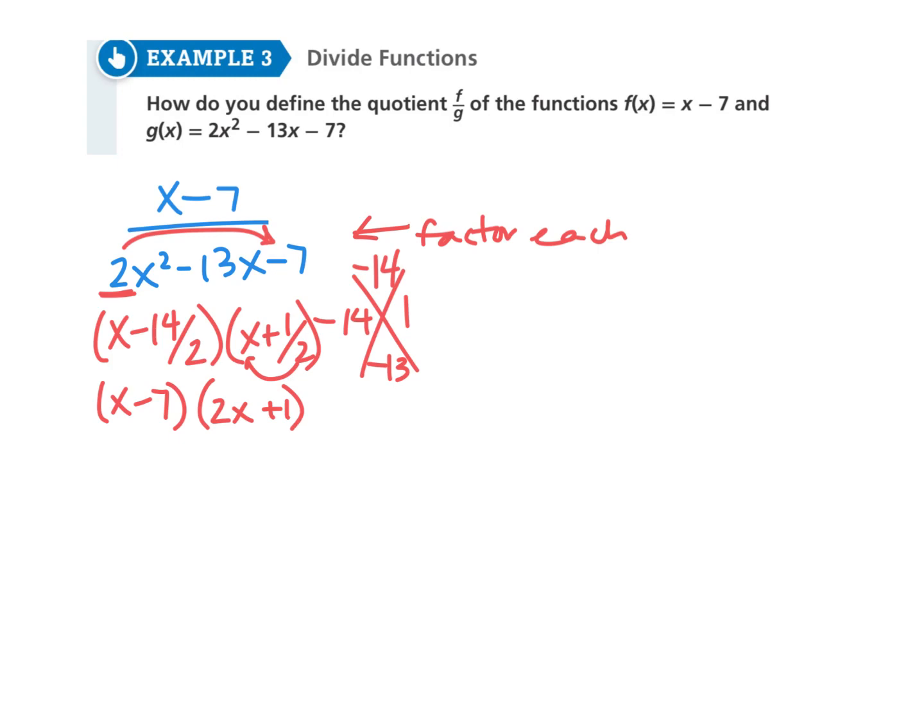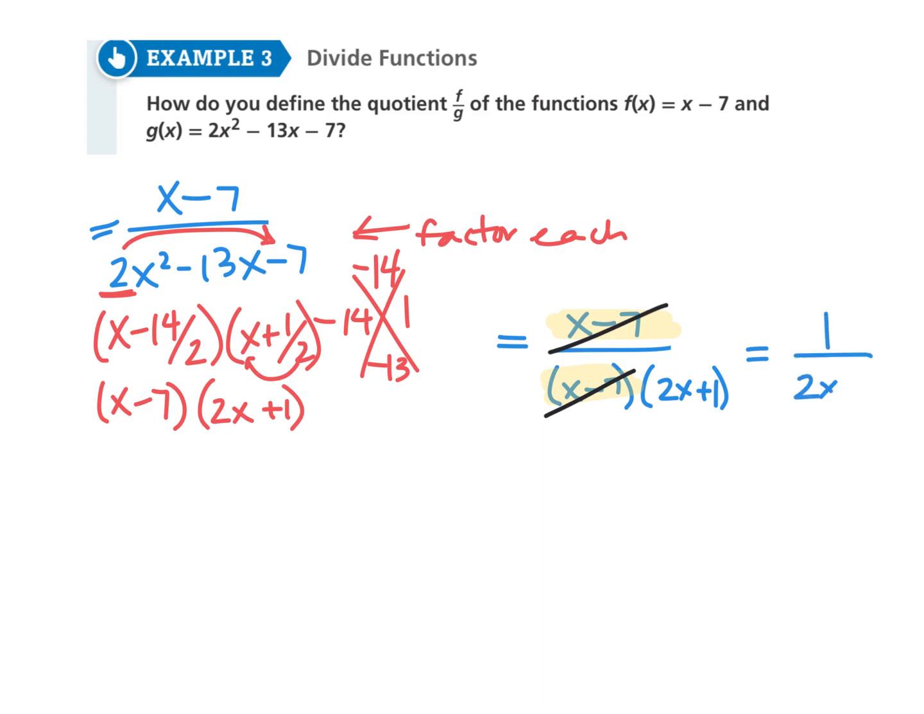All right, so if I put my function back together, this is now going to say x minus 7 over x minus 7 times 2x plus 1. And you might notice that since these are x minus 7 on the top and the bottom, those will actually cancel with each other. So that will simplify. But we can't just have nothing on the top. So remember, something divided by itself is 1. So this is really going to give me a result of 1 over 2x plus 1. Now this is the result of the division.